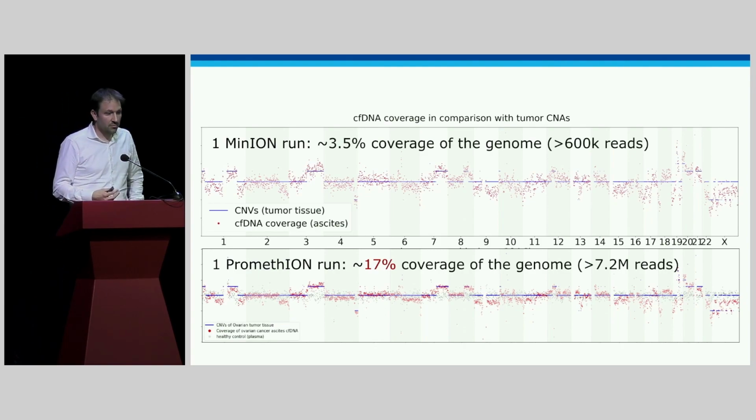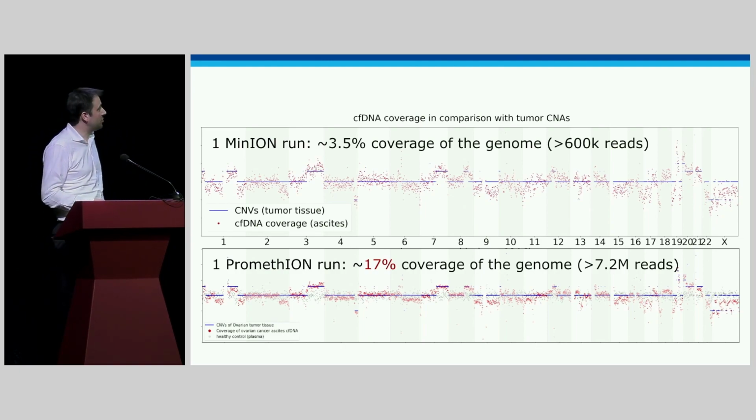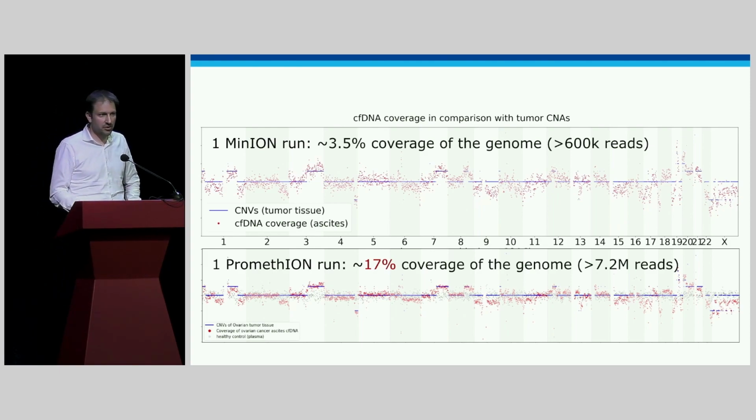Here are some genome-wide copy number profiles. We're showing you that we can really get genome-wide coverage, and we can accurately recapitulate the copy number profile as we observed it in the solid tumor. At the top, you see the result of 1 MinION run, where we get about 3.5% coverage of the genome, which is actually sufficient to make these kinds of plots.